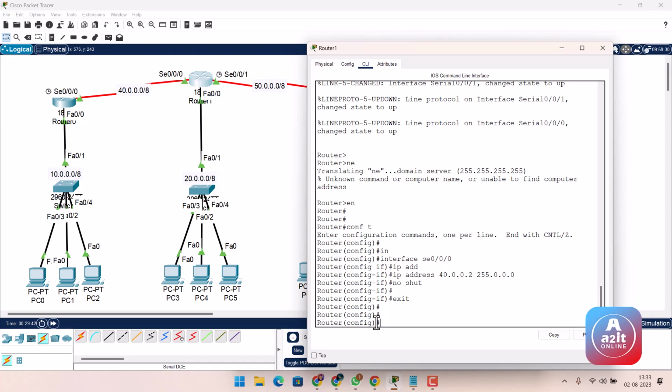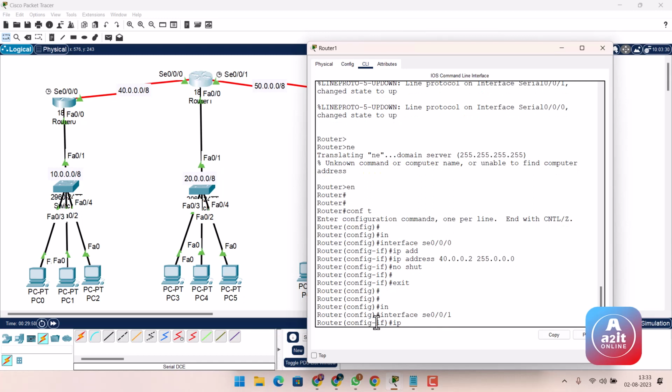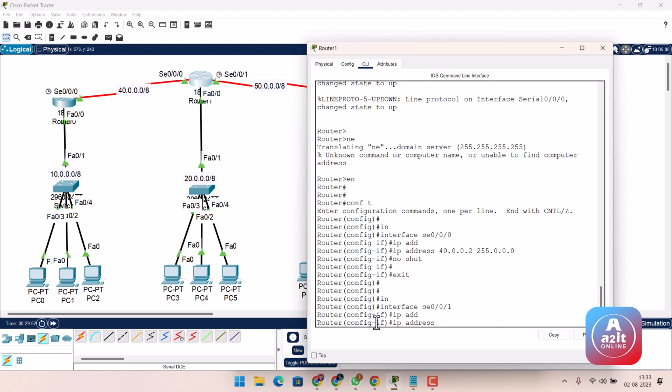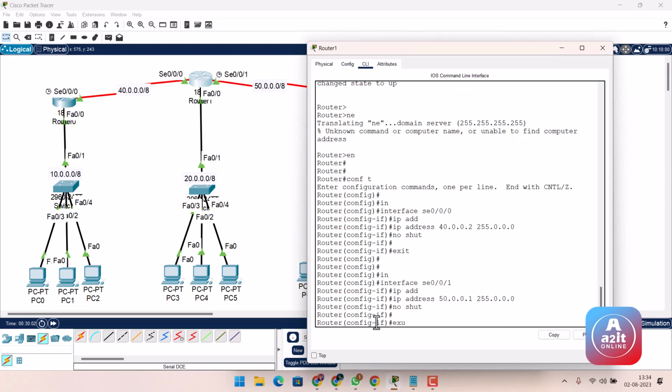Alright. Okay, so in the second router we also need to configure another interface which is serial 0/0/1, and as I mentioned the network that I'm going to use is 50. So 50.0.0.1, I have configured this IP address for my second router. So no shutdown command and then exit.